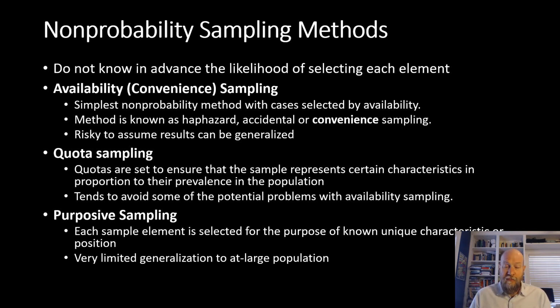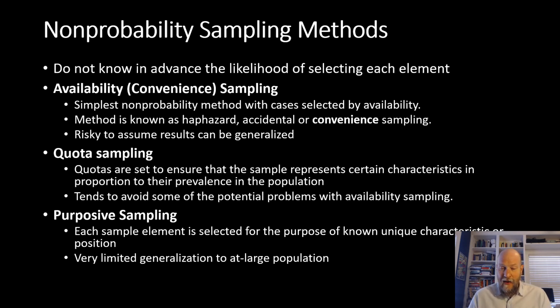And there are a couple of examples here of non-probability sampling methods. The first is good old-fashioned availability, which is also called convenience sampling. It's sometimes called haphazard, accidental, or convenient sampling, right? The idea is that you're just going to grab whoever you can. I might walk out on the drill field on any given day and just stop anybody who's walking by, right?